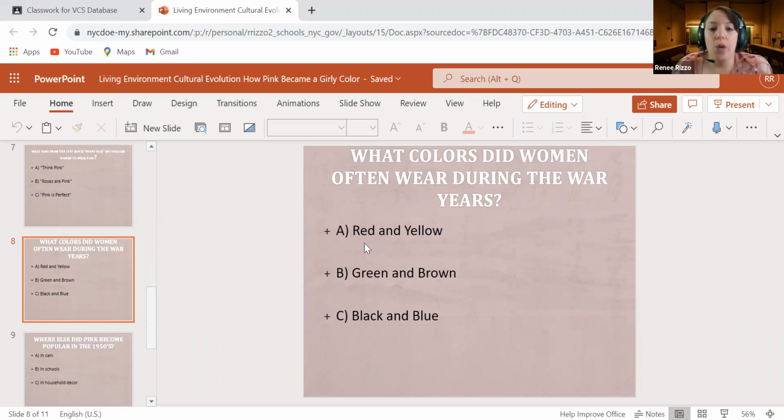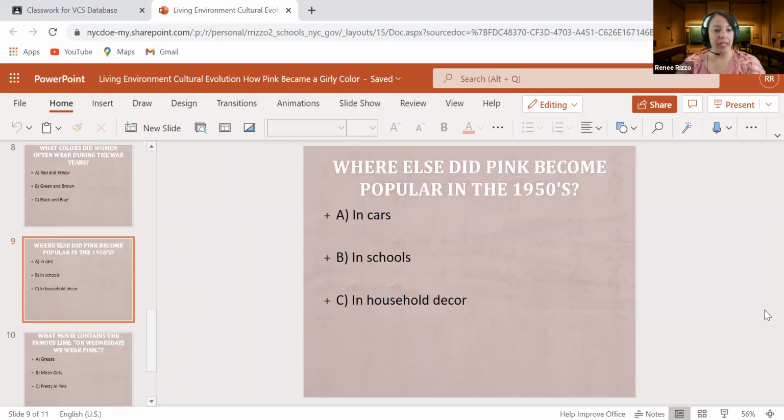So, this question: what colors did women often wear during the war years? A, red and yellow, B, green and brown, C, black and blue. So the video discusses that during the war years, women often took on the jobs in factories and such that men had formerly done because men were at war. And oftentimes their uniforms that they had to wear were black and blue. And they showed images of women working in factories wearing the color blue in this video.